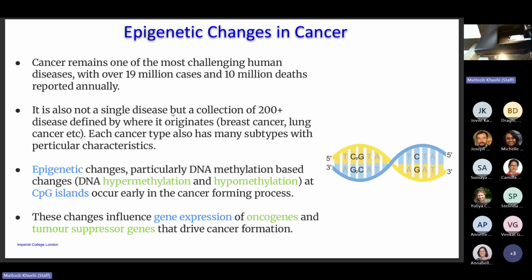The other thing is it's not a single disease, even though we give it a single name. It's a collection of 200 plus diseases. So that's one reason there's no cure for cancer, because you have to cure each single one. And out of these 200 different diseases, each of these cancer types have subtypes. So it's close to a collection of a few thousand diseases.